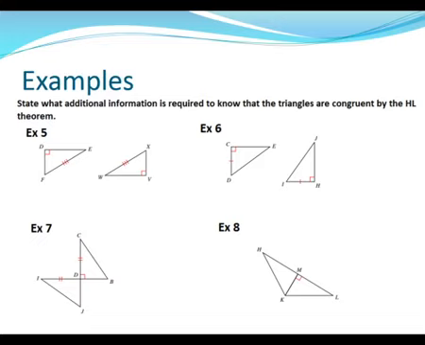All right, you guys. So example 5 through 8, we're doing pretty much what we've been doing with these congruent triangles. It says, state what additional information is required to know that the triangles are congruent by the HL theorem. So these problems are either going to give us part of the HL theorem. So they're either going to give us the hypotenuse or the leg pretty much, and we need to state what else should have been marked in the picture as congruent, so I could show that the two triangles are congruent by the hypotenuse leg theorem.